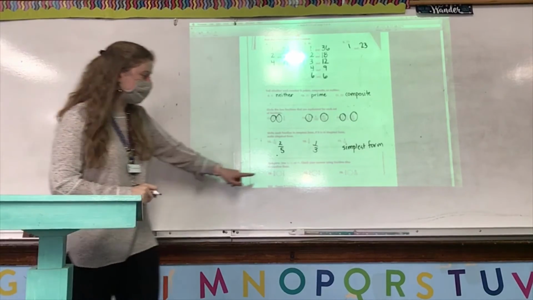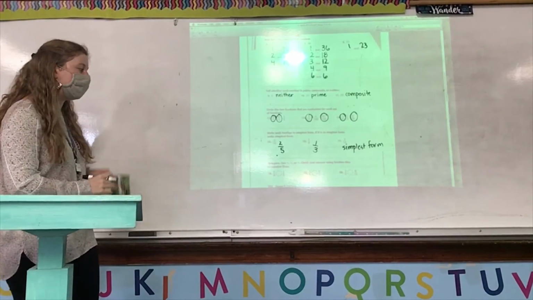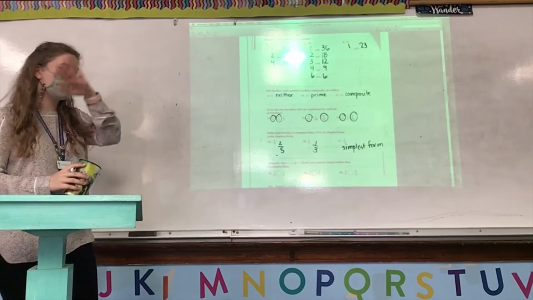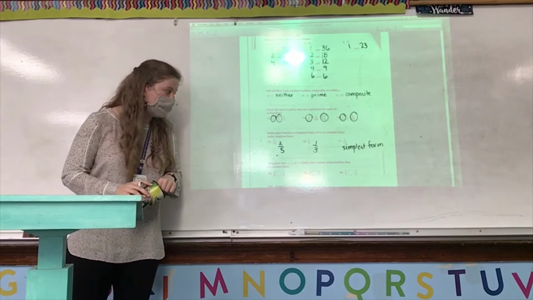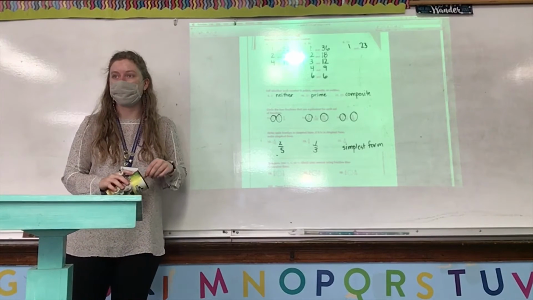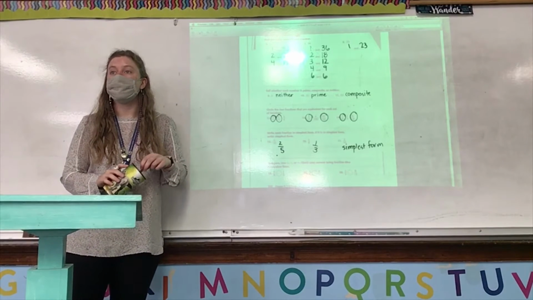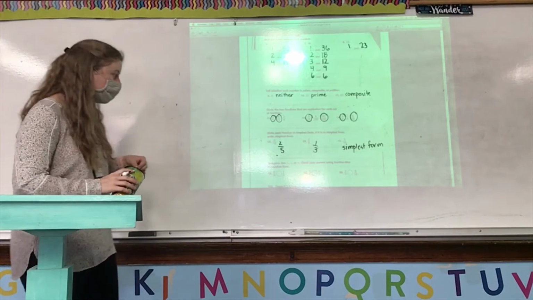Now we're moving on to numbers 18 through 20, where we have to compare. Use greater than, less than, or equal to. It says check your answer using fraction tiles or number lines, but we're not doing that. Victoria is in an emergency. Okay, we'll talk about it later then.